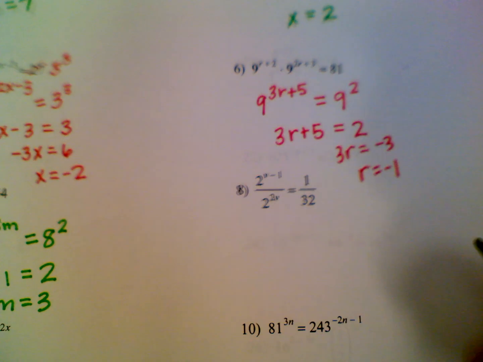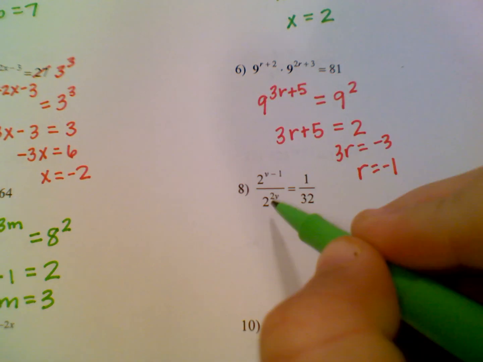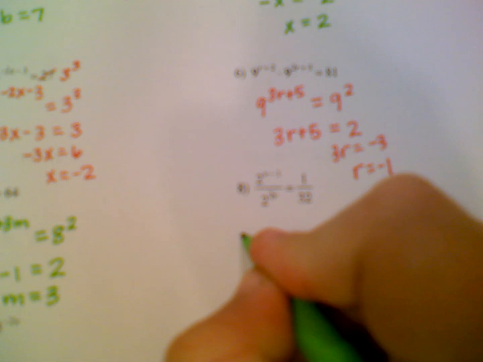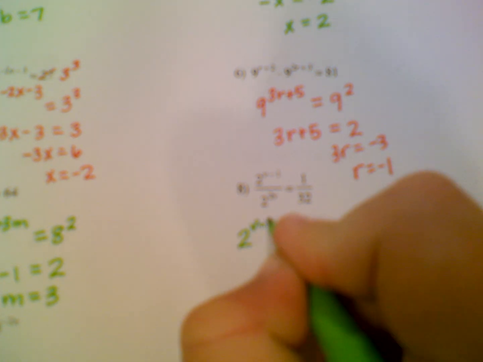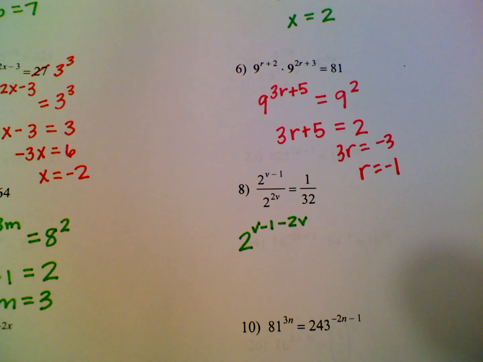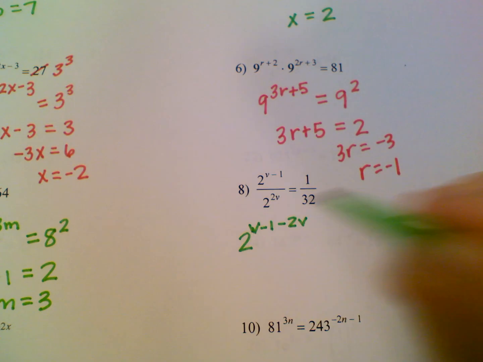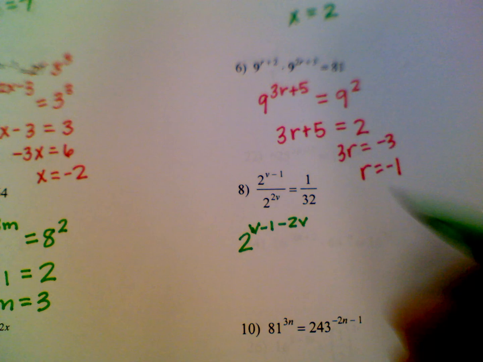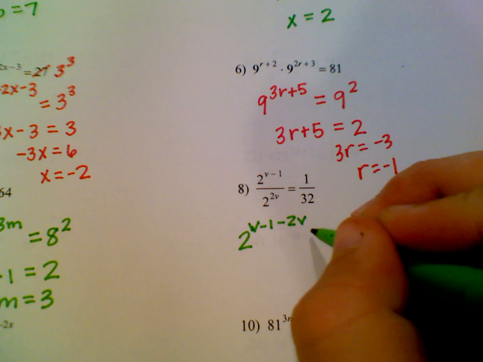All right. Next one, very similar. We have a base of 2 and a base of 2, and they're being divided. So you're going to subtract their exponents. So minus 2v. Notice that I didn't change any signs of the terms on the top. It's just the signs of the terms on the bottom that are getting subtracted.